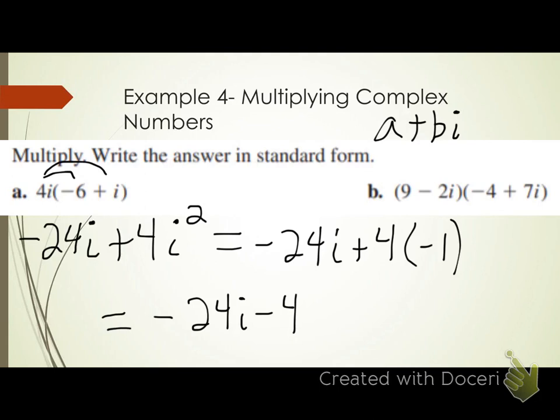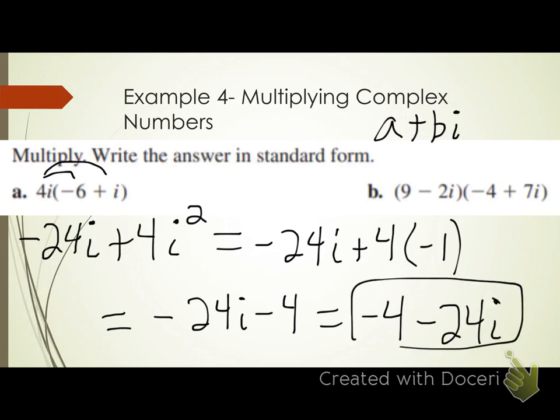So is this my answer, or is that in standard form? No, you've got to flip it. I've got to put it in standard form. So what would my final answer be? Negative 4 minus 24i. There would be my final answer. How do we feel about multiplication? Good.